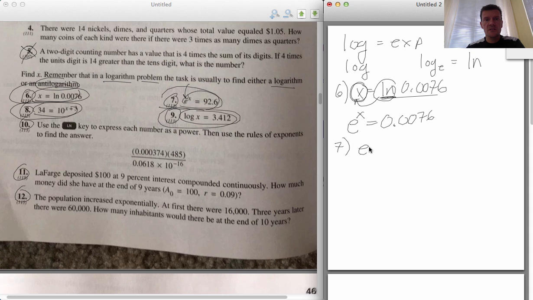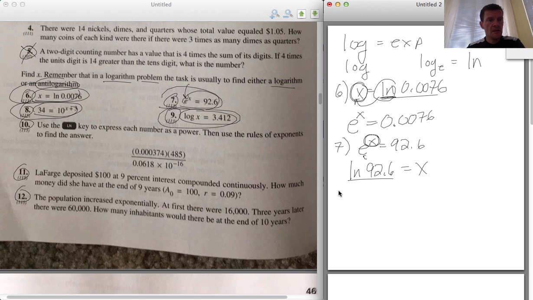So number 7, e to the x equals 92.6. Again, it's asking you to find that exponent. What is this exponent right here? It's just another way of writing it by saying find that x value. Well, that x value is an exponent. Log equals exponent. So I'm asking the question, the natural log of 92.6 equals what? Because it's base e, I don't need to write e down here; ln takes care of that. Plug that into your calculator, and you got it.